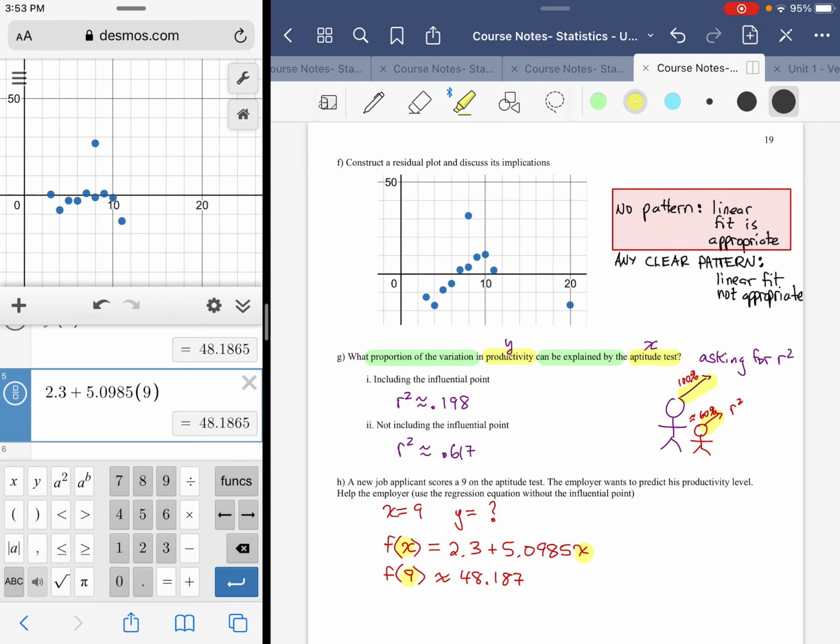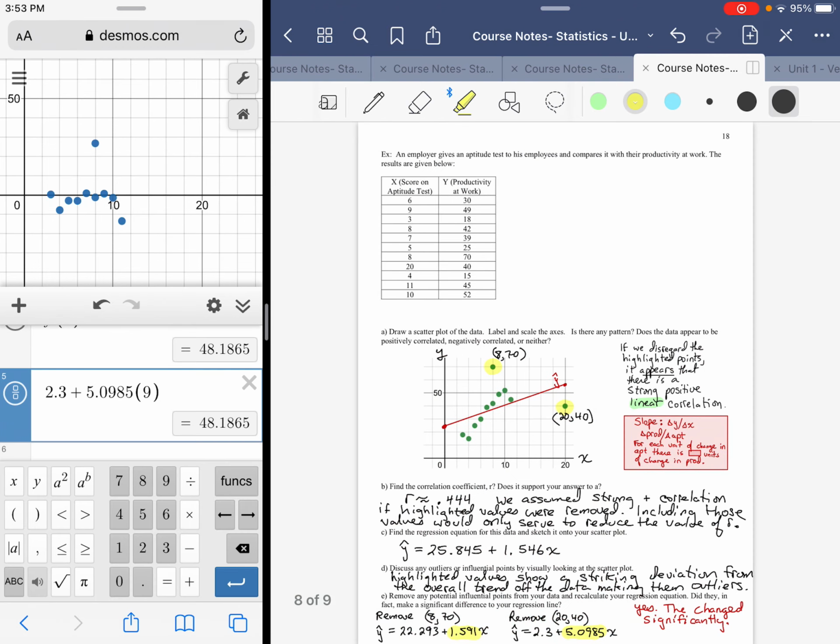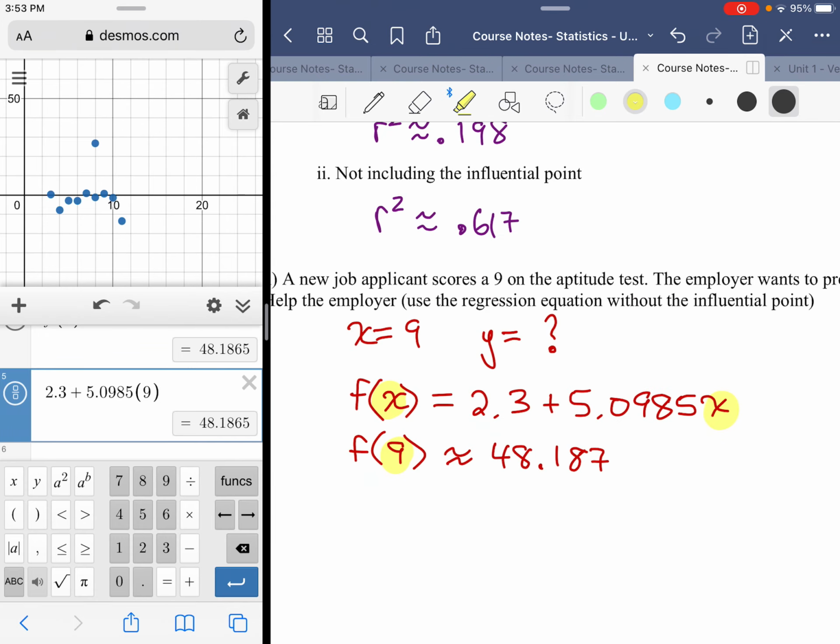We should have units. Now, in this case, I don't think they told us units. Productivity at work. So we could say units, we could say jobs completed. Just come up with some unit that makes sense for the context of the problem. I'll leave it as units just to keep it as general as possible.